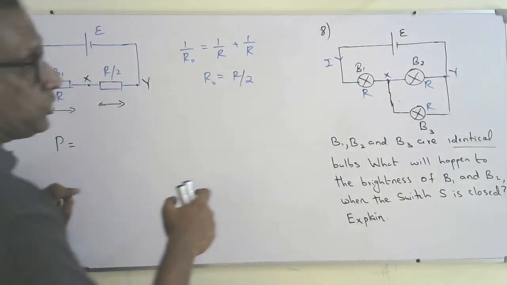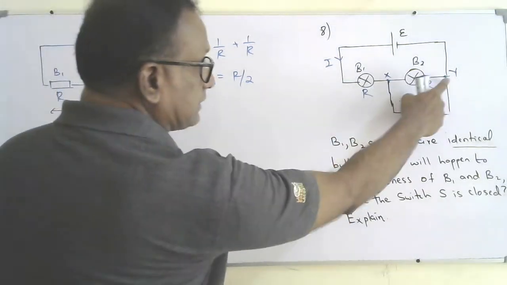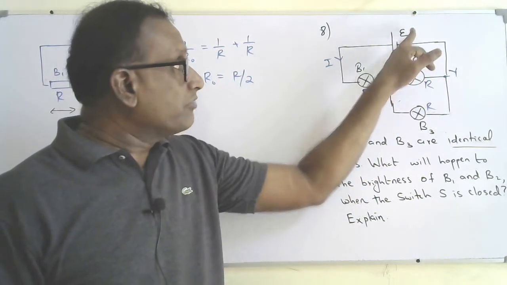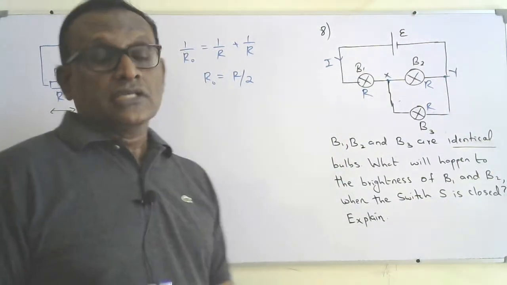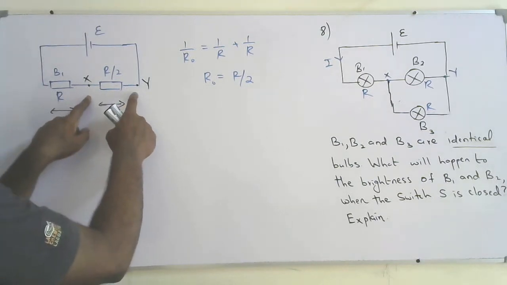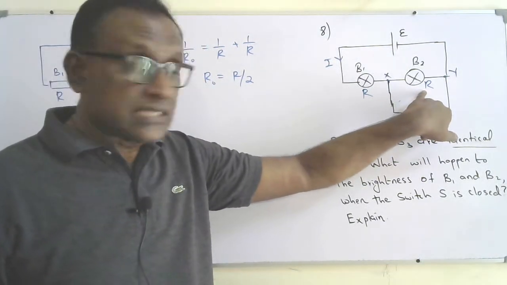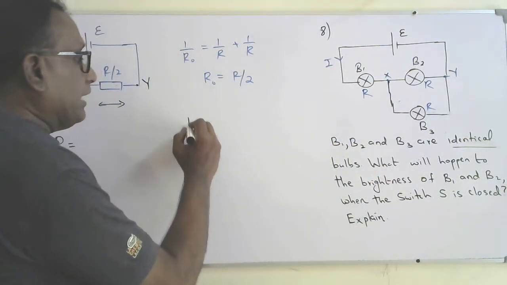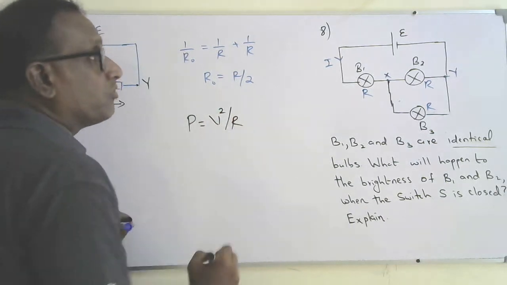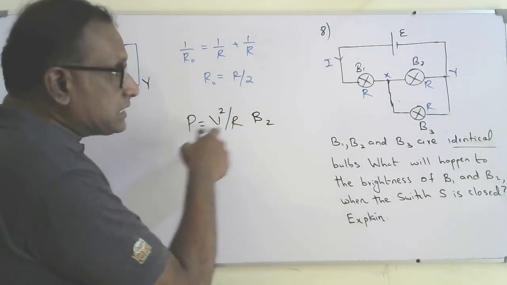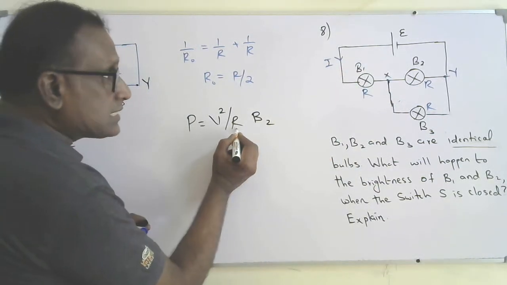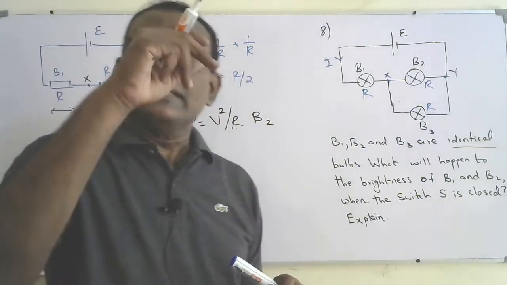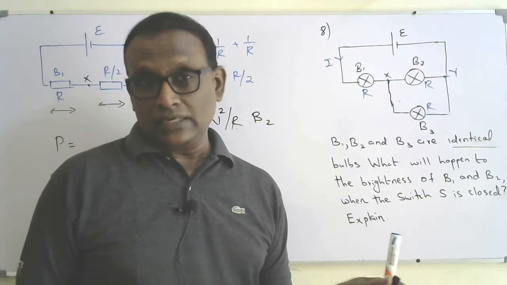What will happen to the bulb B2? The voltage across B2 is the voltage across the junction XY. The voltage across the junction XY is dropping compared to earlier. It was earlier half of EMF. Now it's dropping further. The resistance of B2 is remaining the same as R. So if you think about power equals V squared over R for the bulb B2, the voltage across B2 is dropping now and the resistance is remaining the same. So power to the bulb B2 will decrease, and the brightness of B2 will decrease.